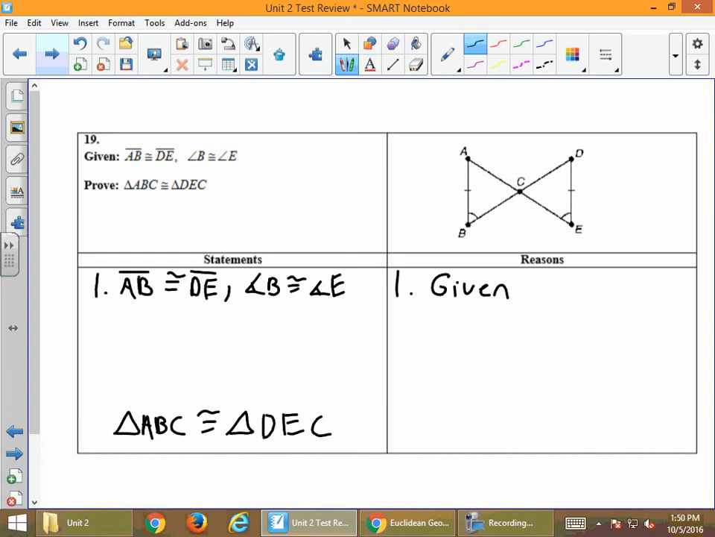Now, what type of triangles? Everything's marked already, so AB is congruent to DE, B is congruent to E. What other thing? Yes. Vertical angles. Very good. How do you know there's going to be vertical angles? Bow ties always have vertical angles. So vertical angles are congruent. So 2 is going to be vertical angles. Now, we have to name those vertical angles.